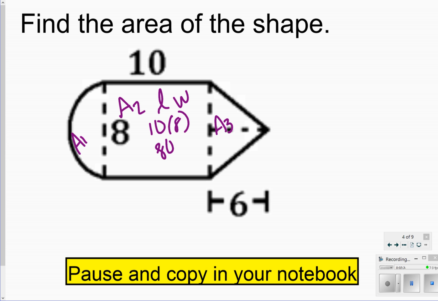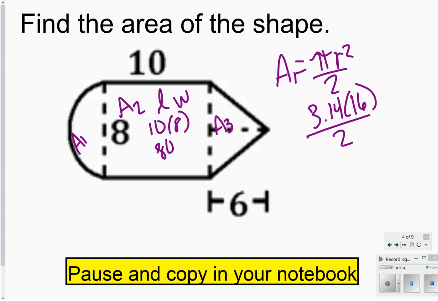Over here for area 1, it's pi r squared divided by 2, and the diameter is 8, so the radius must be 4. So it's 3.14 times 4 squared, which is 16. We're going to divide the whole thing by 2. And when we do that, you'll find that the value will be 25.12. So I'm going to write that over here, 25.12.